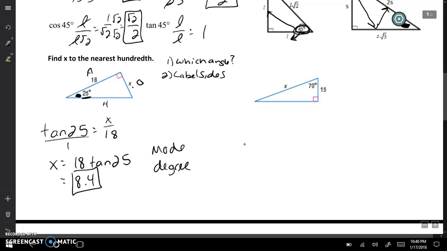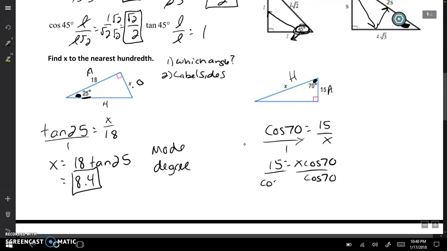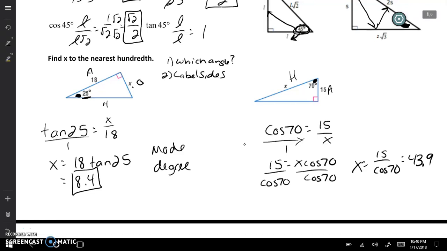All right, the first thing to do is decide which angle. We're going to use this one, this 70. We're going to label our sides. That's our hypotenuse, that's our adjacent. What uses adjacent and hypotenuse is cosine. So the cosine of 70 equals 15 over x. If you cross multiply, you get 15 equals x cosine of 70. Then divide by the cosine of 70, and you get x is 15 over the cosine of 70. You put that in your calculator and you get 43.9, so the length of the hypotenuse is 43.9.